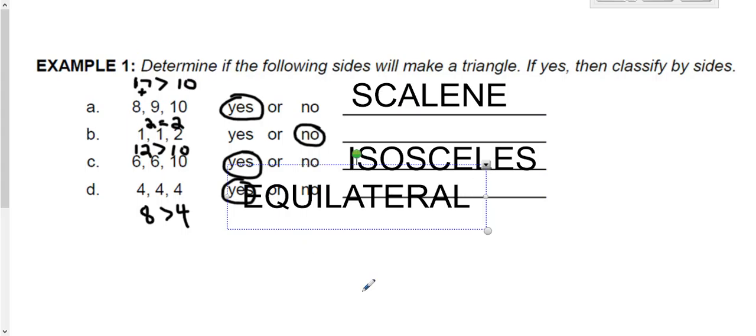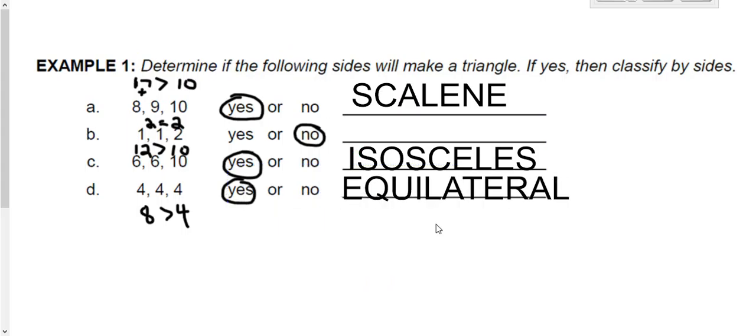So there's a reminder of your three classifications. Later you'll do them on paper. You're not going to put them on the computer. You're just going to tell me yes or no.